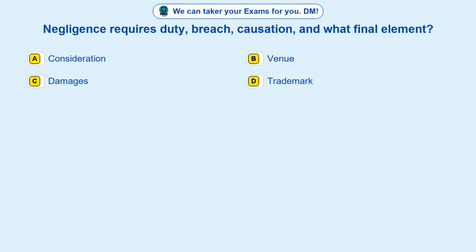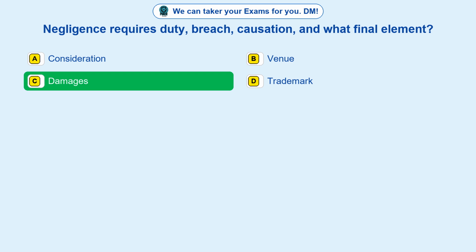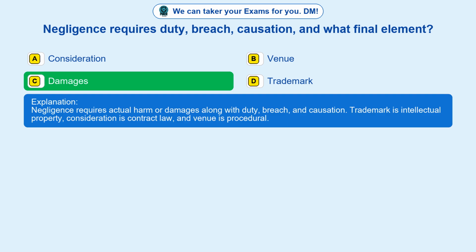Question 47. Negligence requires duty, breach, causation, and what final element? Option A, consideration. Option B, venue. Option C, damages. Option D, trademark. The correct answer is option C, damages. Negligence requires actual harm or damages along with duty, breach, and causation. Trademark is intellectual property, consideration is contract law, and venue is procedural.